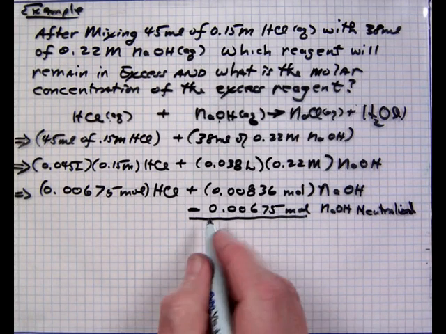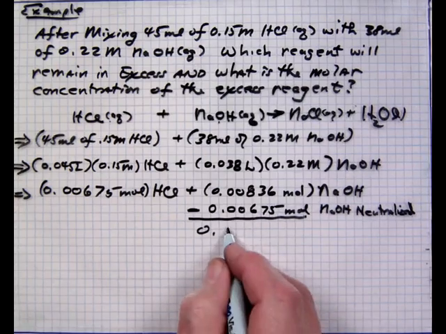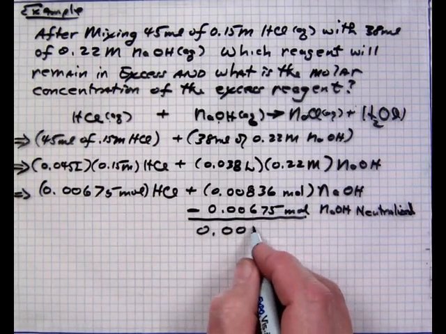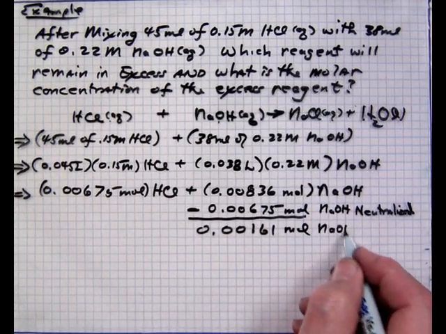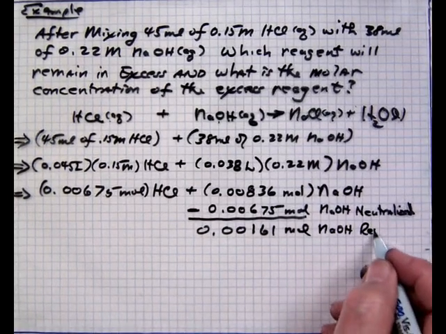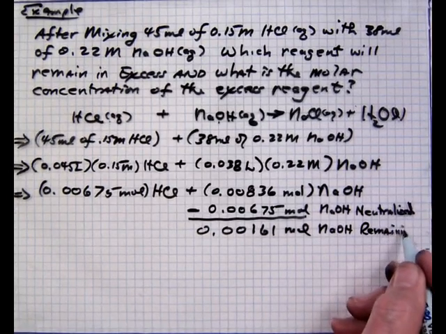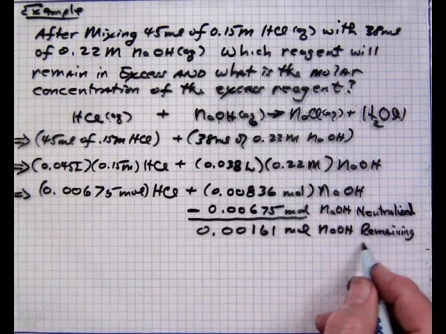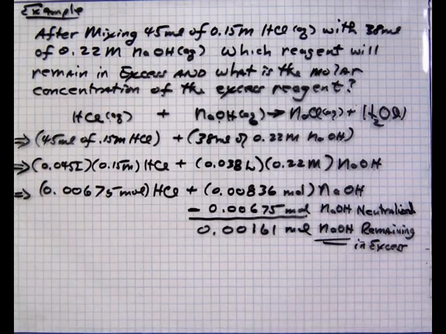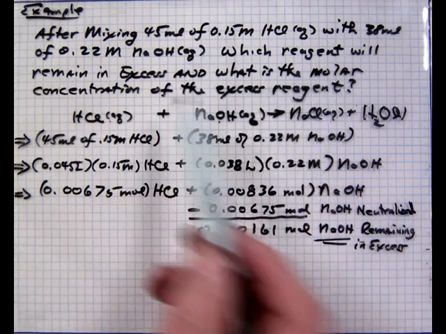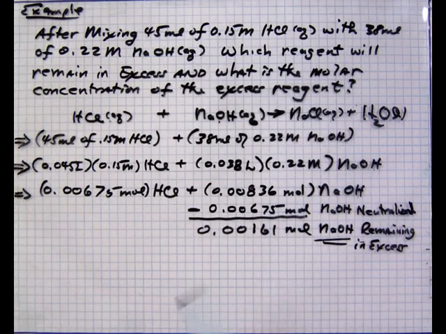When this is subtracted, we have 0.00161 mole of NaOH remaining, in excess. Okay, that's moles. It is not molarity. It is not the concentration. What is the molar concentration? This ain't it. But it is the one in excess.